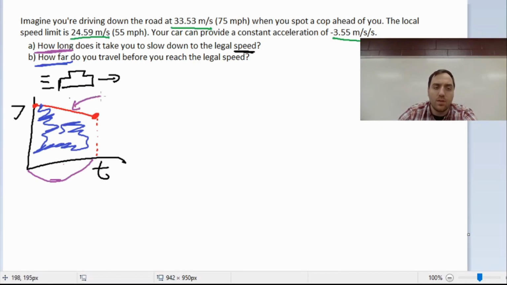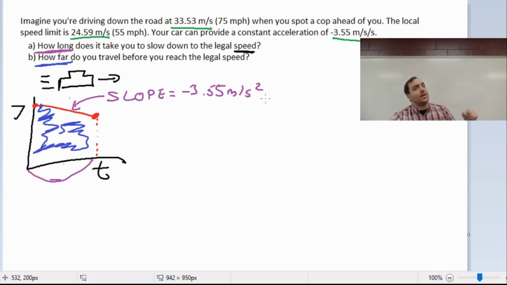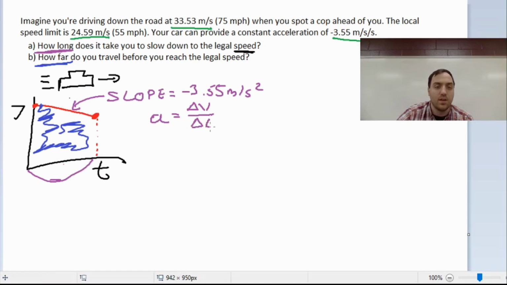But I do know that the slope of this line is negative 3.55 meters per second squared. I got that from up here. And if I remember correctly, that's also my acceleration, and acceleration is my change in velocity over my change in time. Change in time is a great way to say how long. So all I need to do is have my change in velocity and my acceleration.